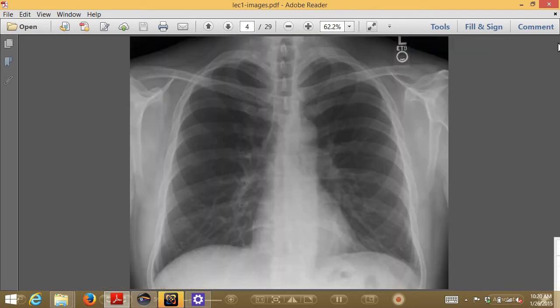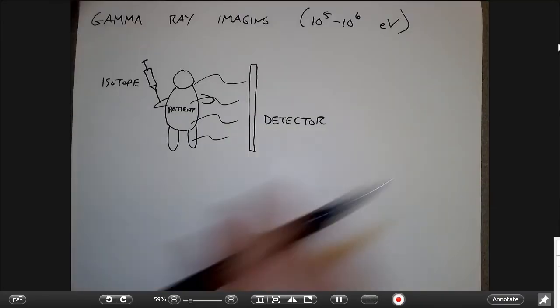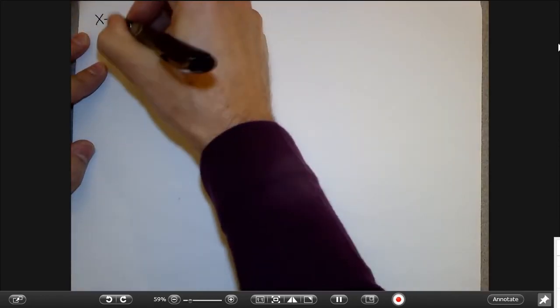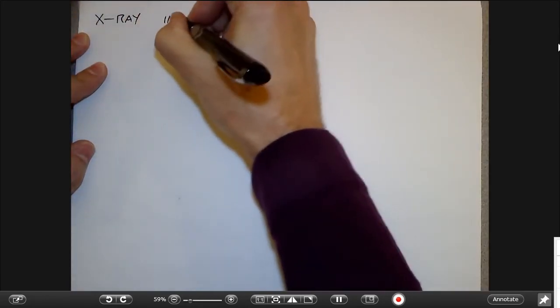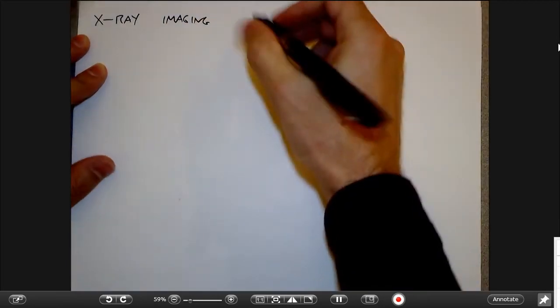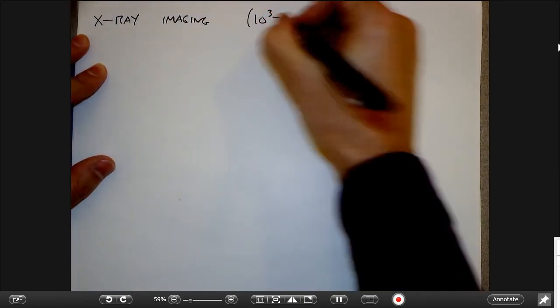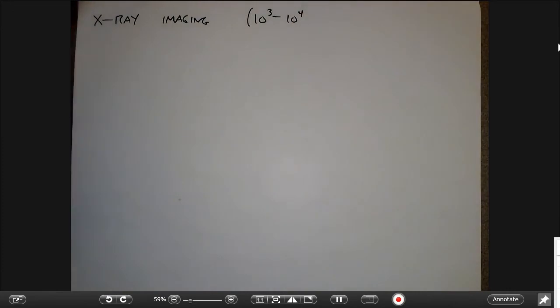Okay, so next up is X-ray imaging. X-ray imaging is a little bit lower energy. Well, before I leave gamma radiation, I should just say that it's also used for astrophysical imaging, right? Because these celestial bodies are giving off radiation that can be detected with gamma rays.